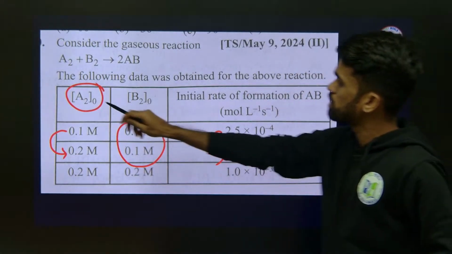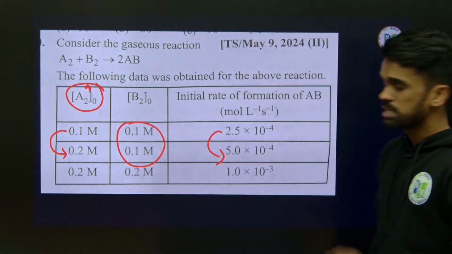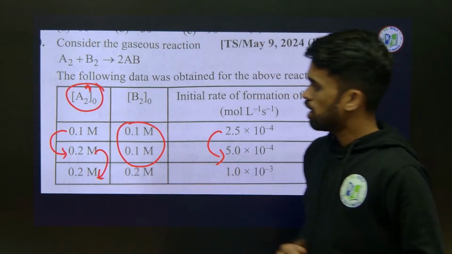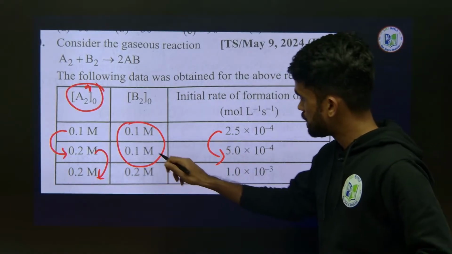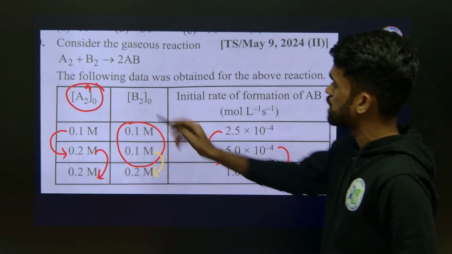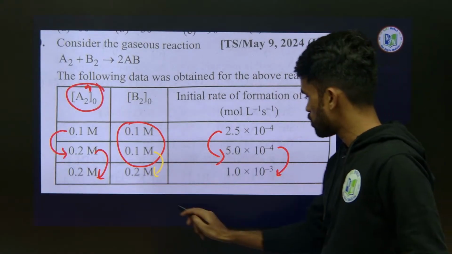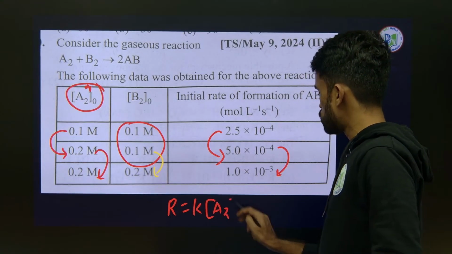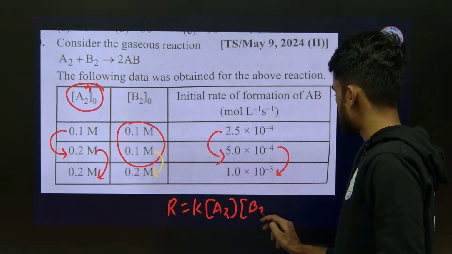So the order with respect to A is 1, and similarly from experiments 2 to 3, the concentration of A remains constant but B is increased 2 times, where the rate also increased 2 times. Therefore the order with respect to B is also 1. So you can write rate equals k [A]^1 [B]^1. That's the equation you can get.